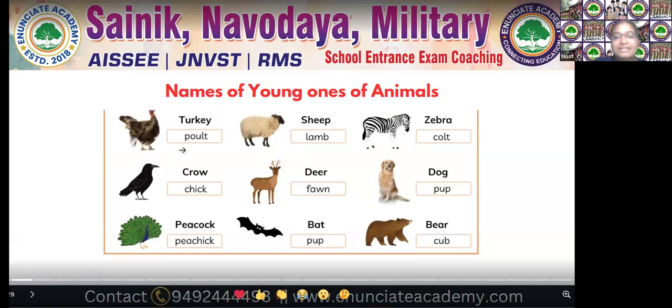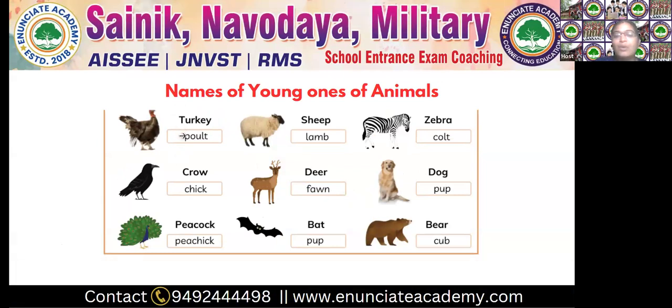The next one is turkey. This is turkey. The young one of turkey, the baby turkey, we call a fowled.